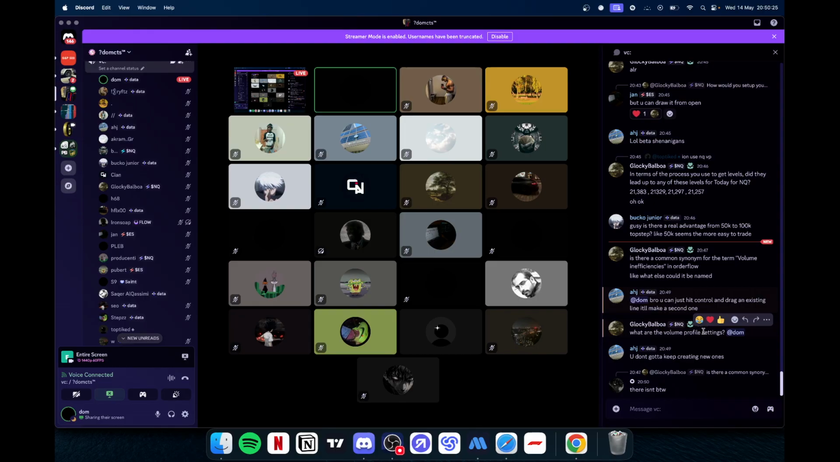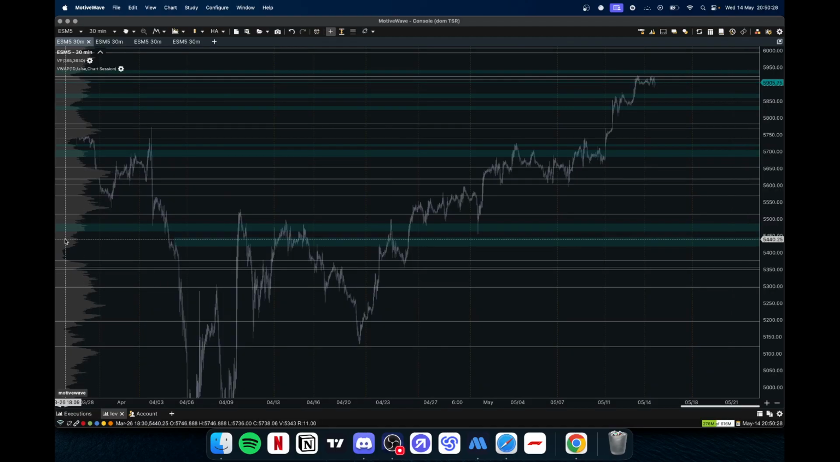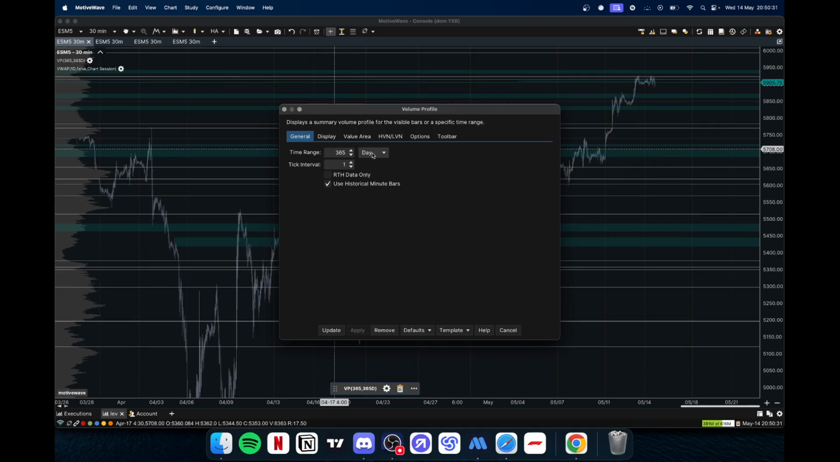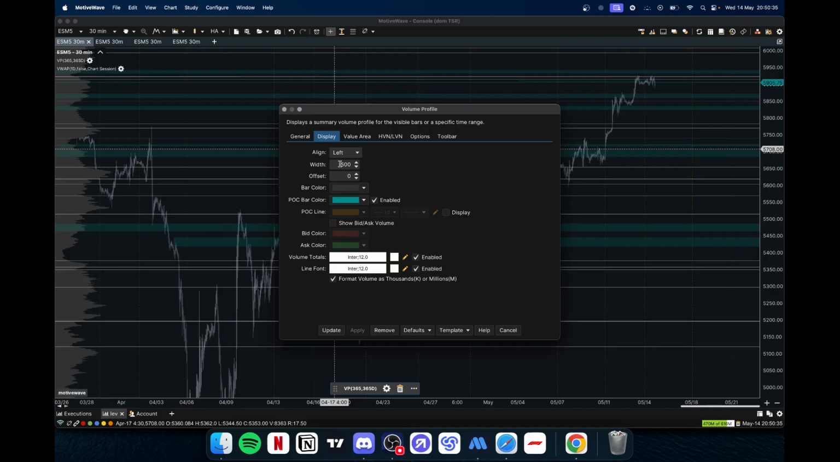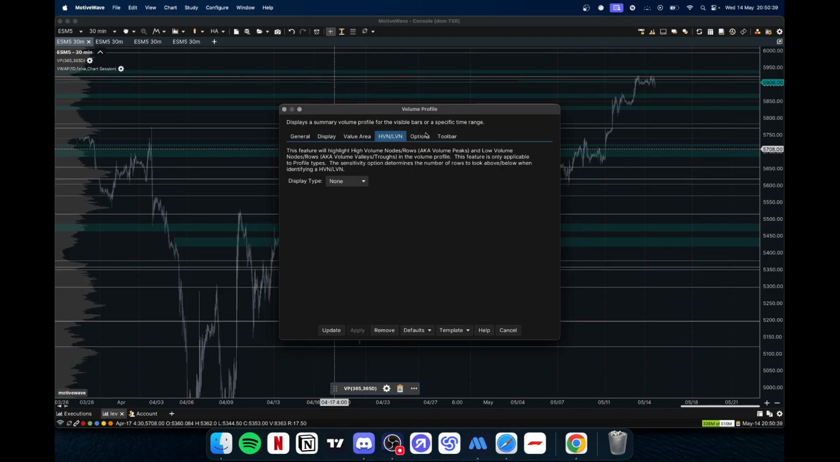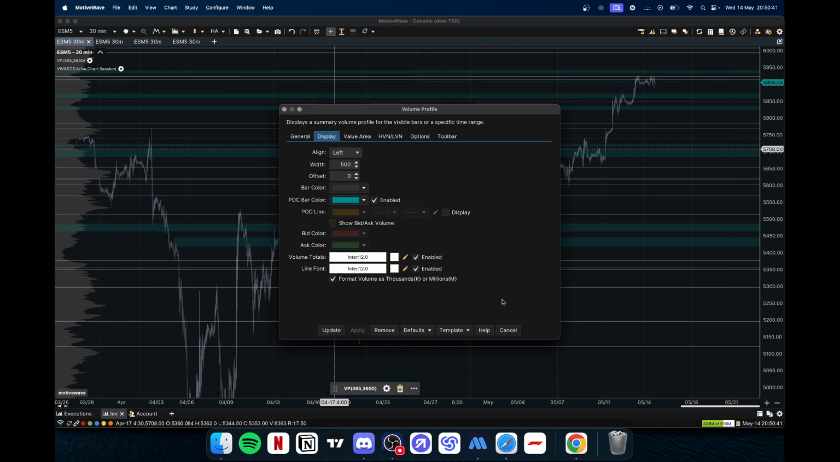What are the volume profile settings, man? It's literally default. I haven't changed much. 365 days, taken to 1, left, 500 width. And that's it, man. I got all of these off. That's it.